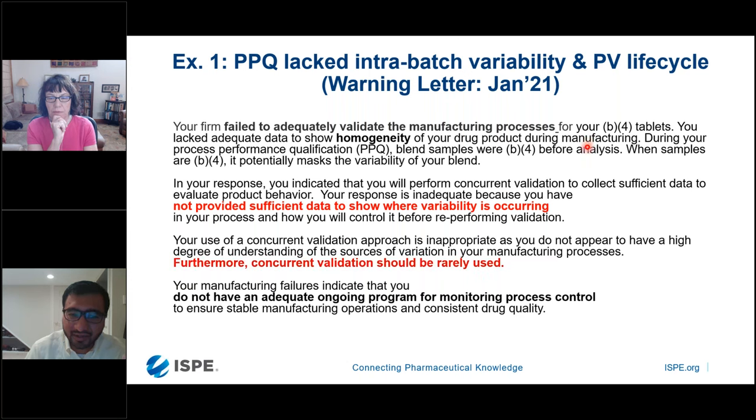I think there's a little paragraph in the process validation guidance about concurrent validation. Mind you, in the previous validation guidance in 1987, there was talk about retrospective validation, concurrent validation. All of that is gone now. There's a small paragraph on concurrent validation, so it should be rarely used and justified. And then finally, your manufacturing failures indicate you do not have an adequate ongoing program for monitoring and process control. So this is nothing but the stage three that we are talking of. And then there are issues in stage two in terms of the variability.